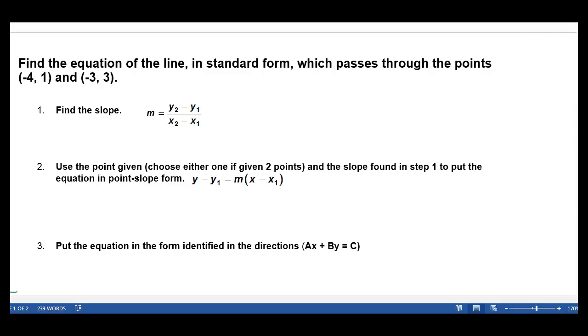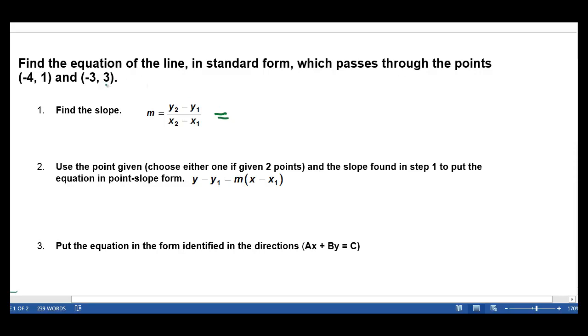Find the equation of the line in standard form which passes through the points (-4, 1) and (-3, 3). Since we're given 2 points and step number 1 is to find the slope, we need to substitute these points into our slope formula. m equals y sub 2 minus y sub 1 over x sub 2 minus x sub 1.